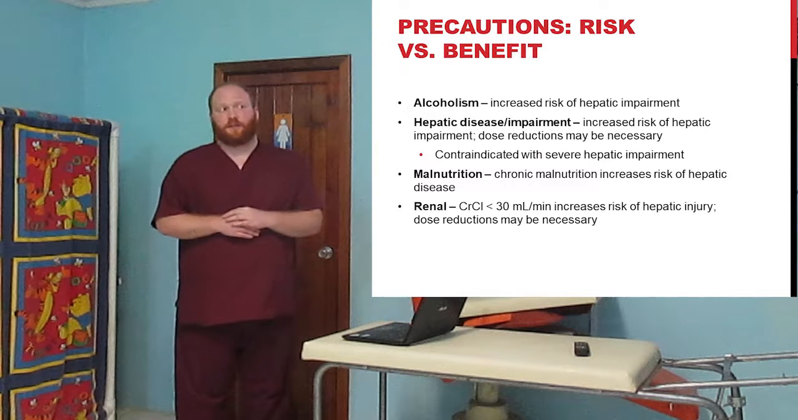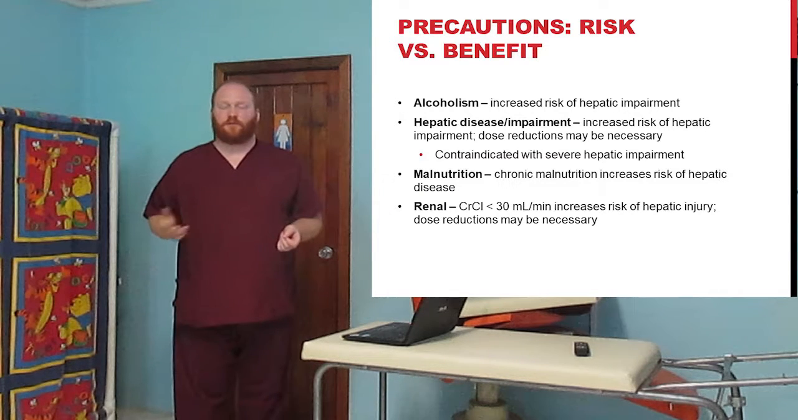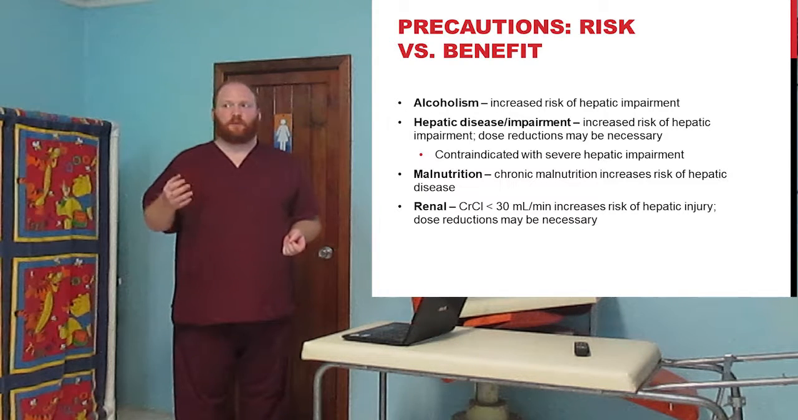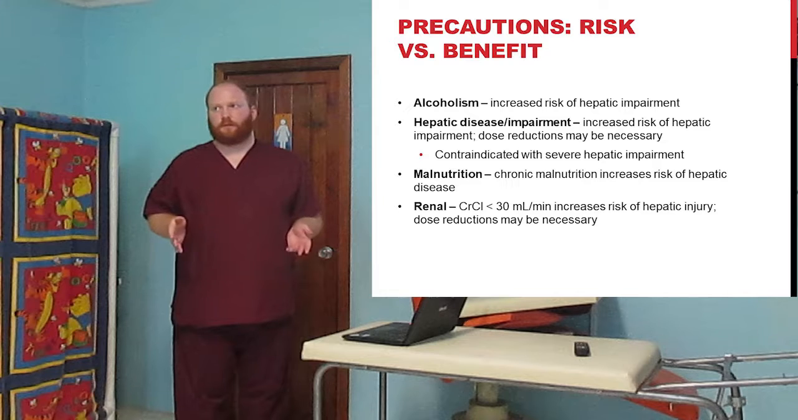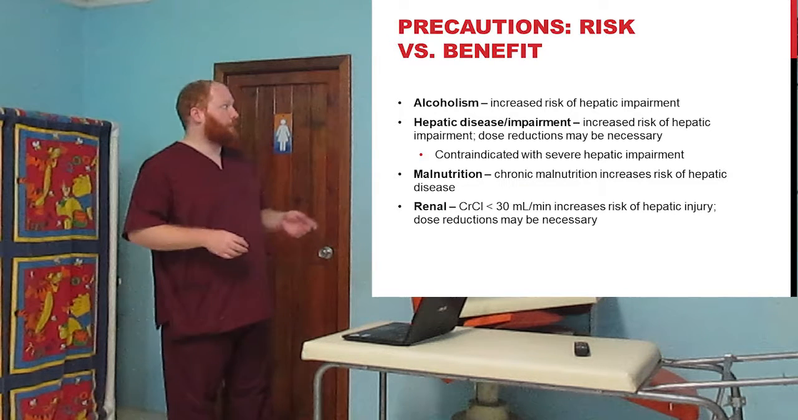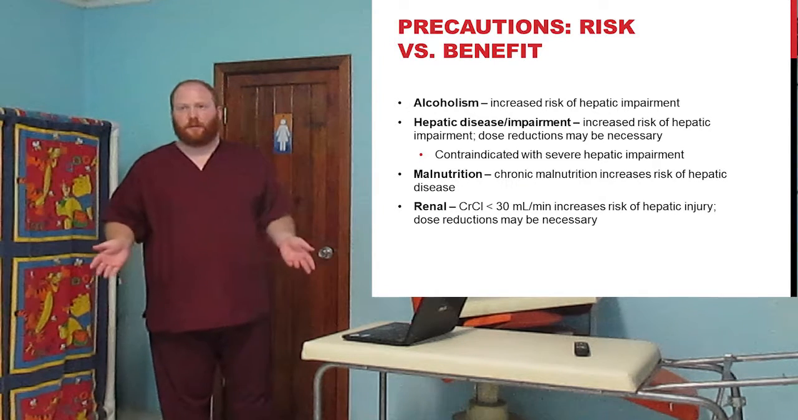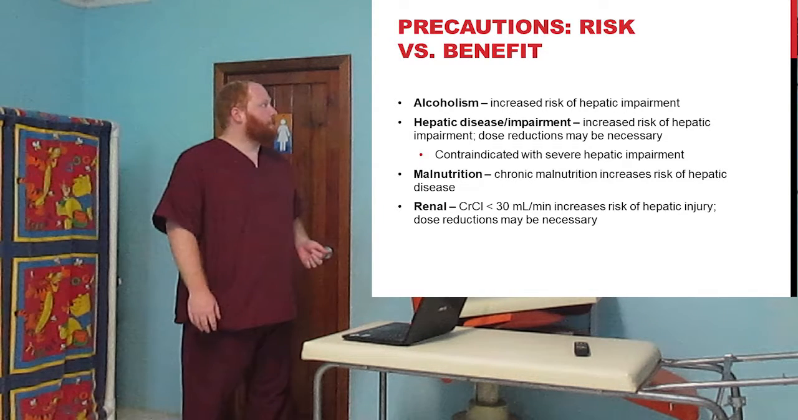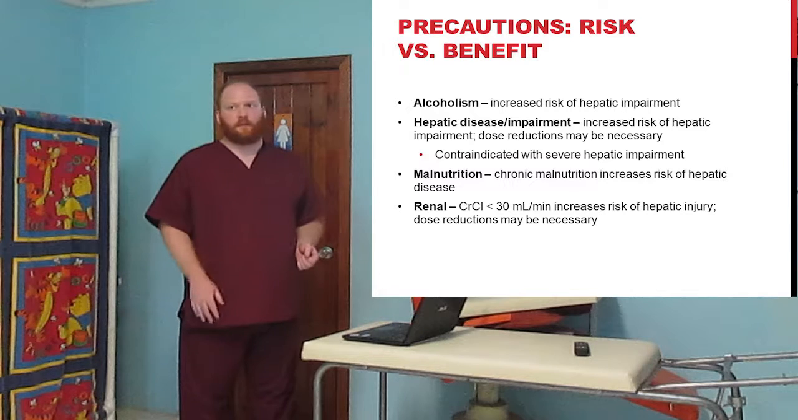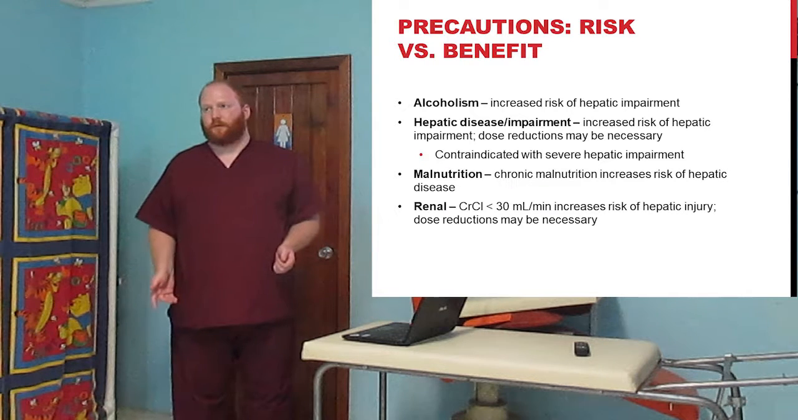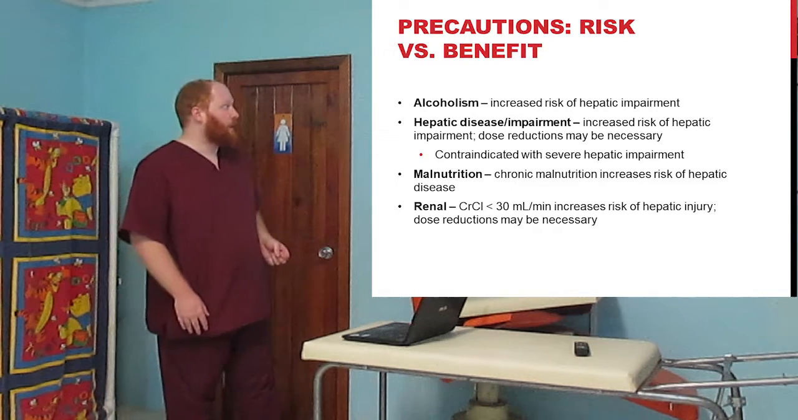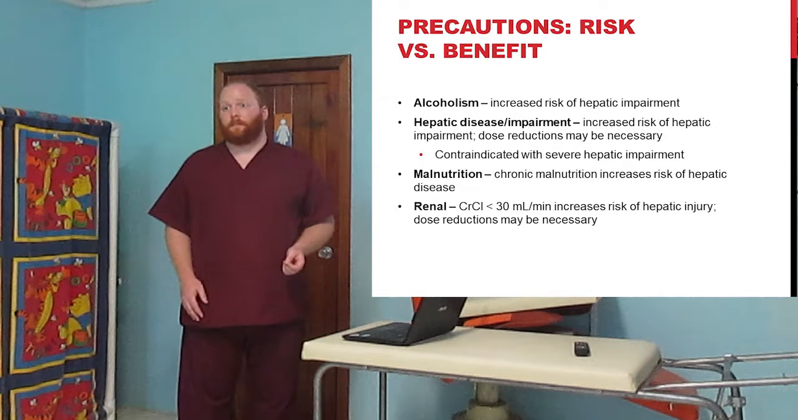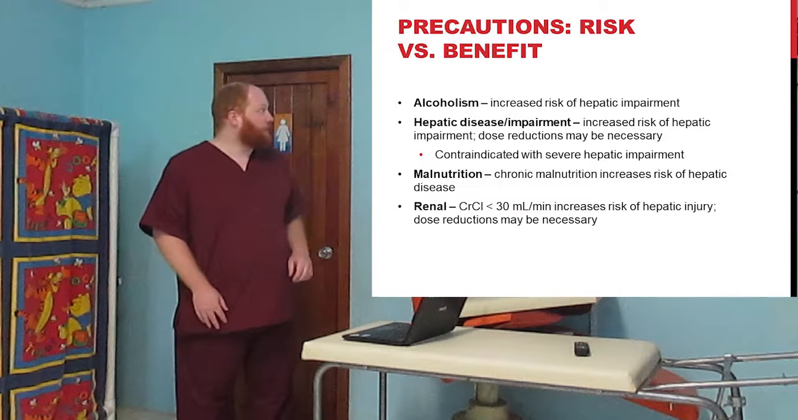I thought it's pretty interesting. There's actually no hepatic dose adjustment for a level of injury until you get to severe, which is just contraindicated. You cannot take acetaminophen, but for moderate or mild hepatic impairment, it doesn't matter. They just say use cautiously. Malnutrition, if somebody's malnourished, that just puts them at an increased risk of hepatic impairment. And then somebody with poor kidney function can also be at an increased risk of hepatic impairment.